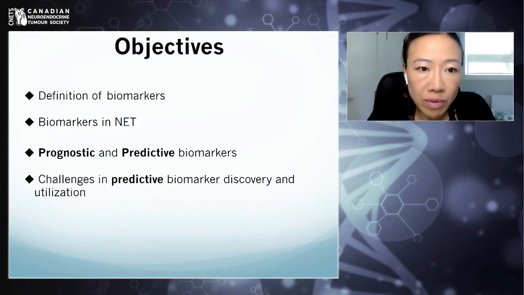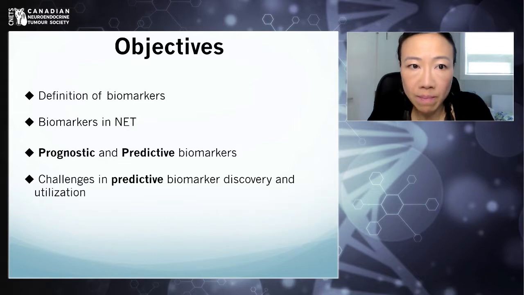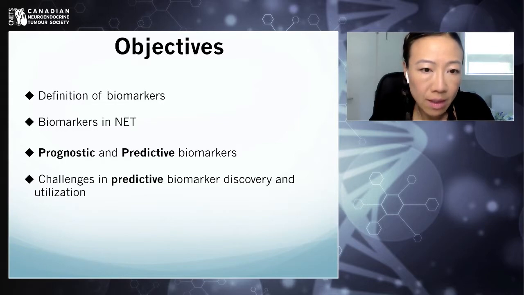Today's objectives: I will discuss the definition, the different types, as well as the properties of biomarkers in general. Then I would like to discuss biomarkers in neuroendocrine tumor. Additionally, I would like to focus on two of the most important biomarkers in oncology, prognostic and predictive biomarkers, and what the difference between them is. Last but not least, I would like to discuss predictive biomarker discovery and utilization in oncology and the challenges that we're facing.